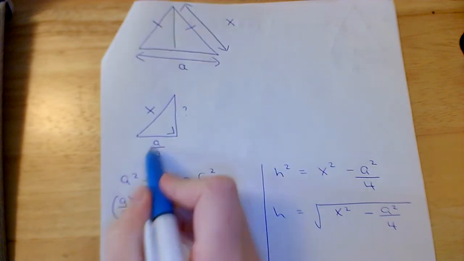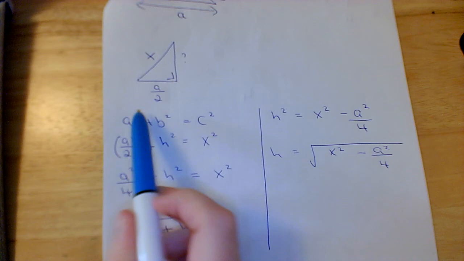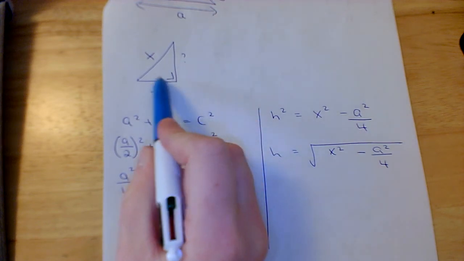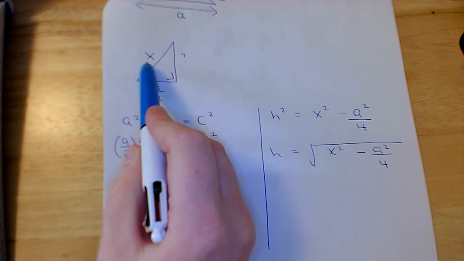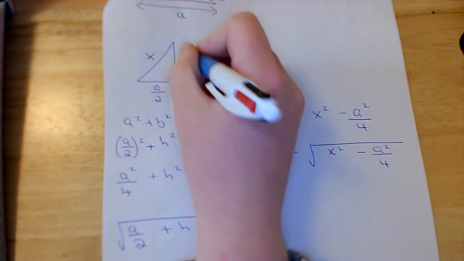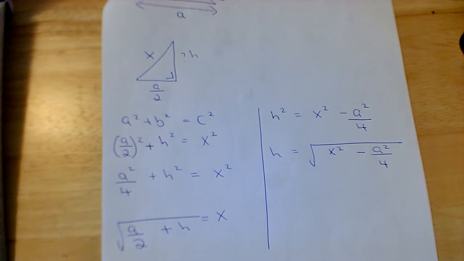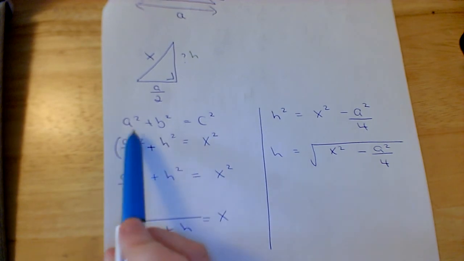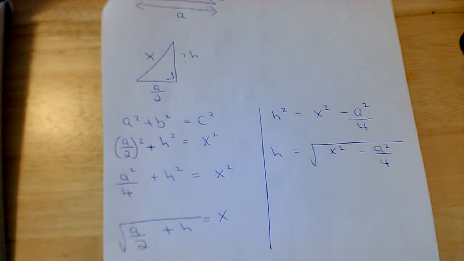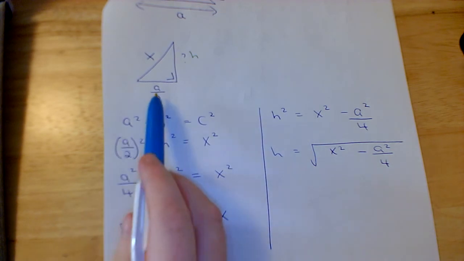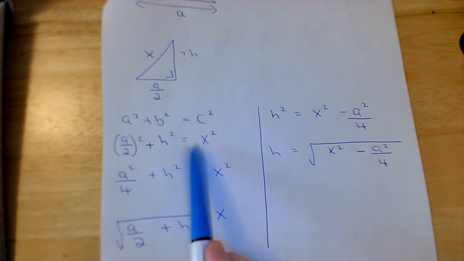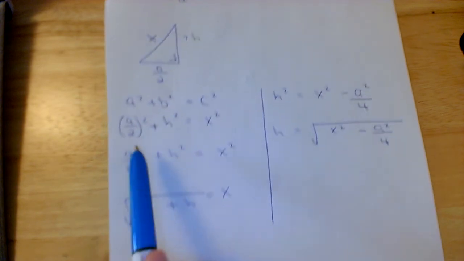I'm splitting this down the centre, so that means my base is going to be a over 2. What I have here is my right angle, and opposite my right angle is x. I don't know what this is, so I'll call it h, because I am looking for my perpendicular height. So I say a squared plus b squared is equal to c squared, because we're dealing with Pythagoras' theorem as it's a right angle triangle. So (a over 2) squared plus my h squared is equal to x squared.